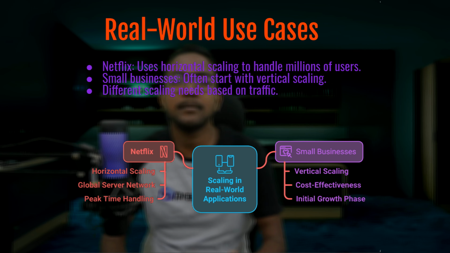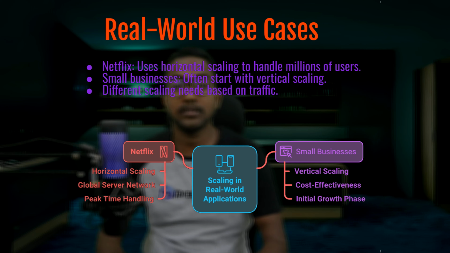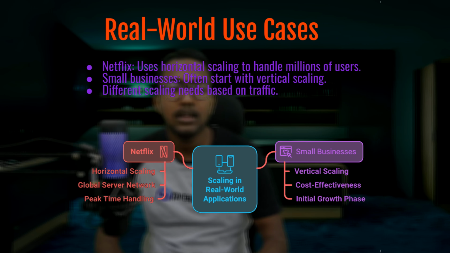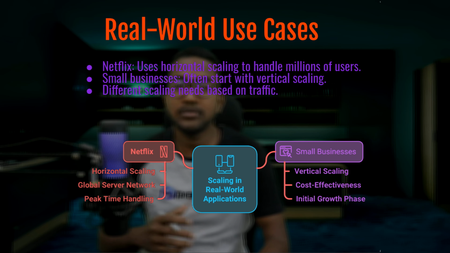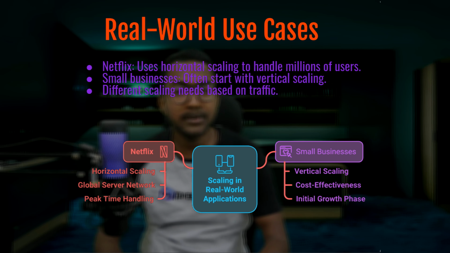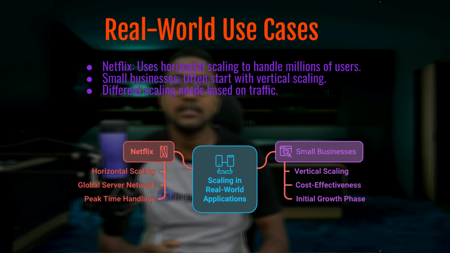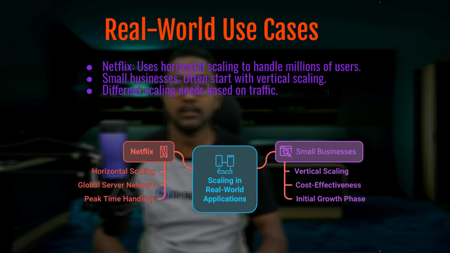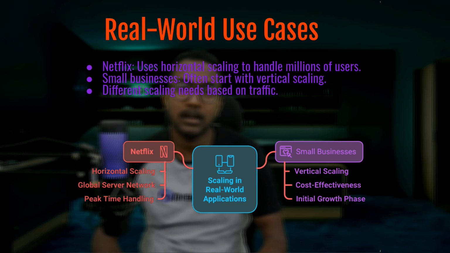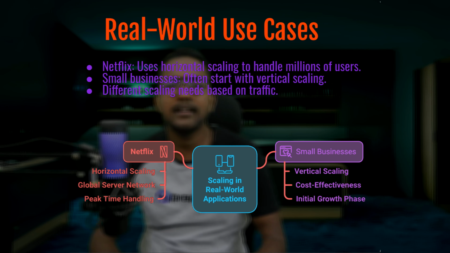So Netflix is a prime example of a company that uses horizontal scaling. Think about the millions of users who log in at any given moment to stream their favorite shows and movies. All of that data, the video streams, user interactions, and recommendations, needs to be processed in real time. So Netflix achieves this by using a vast network of servers distributed across the globe. When their user base grows, they simply add more servers to handle the increased load. And it ensures a seamless experience for everyone.